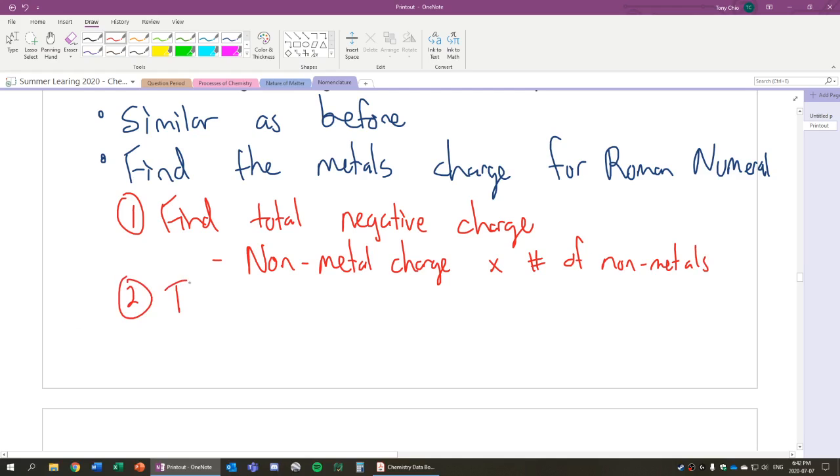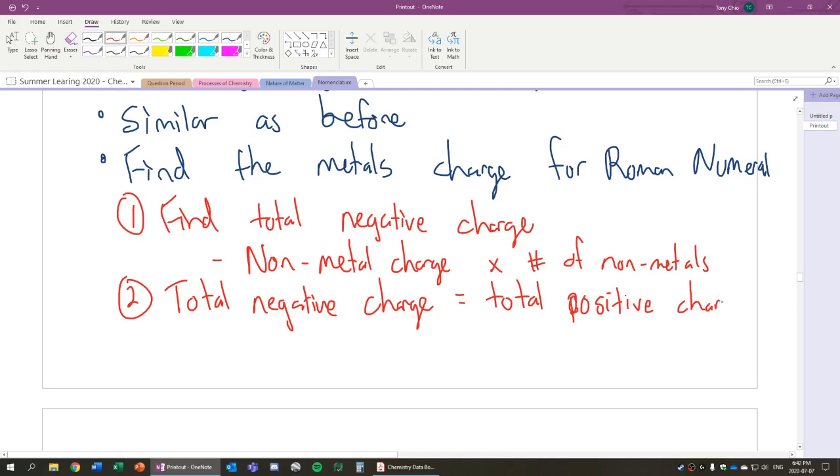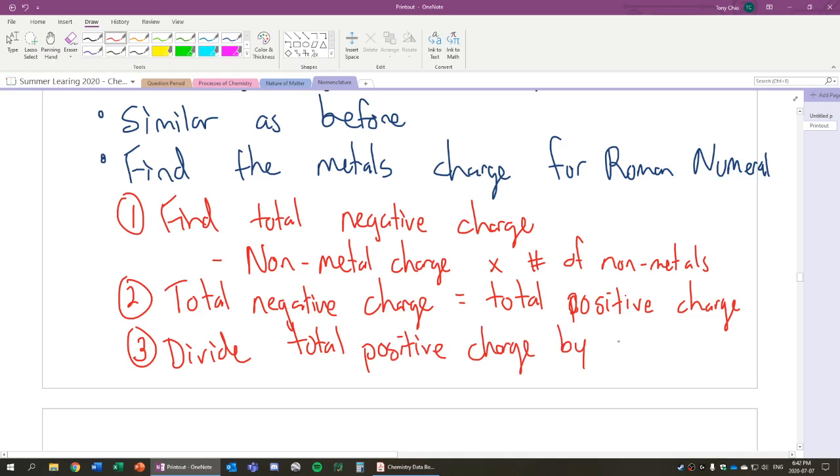Step 2, total negative charge equals total positive charge because it's a compound. It must be neutral. And then step 3, divide total positive charge by number of metal to find one metal's charge. Okay, so these are the 3 steps we're going to take. Let's practice these out.